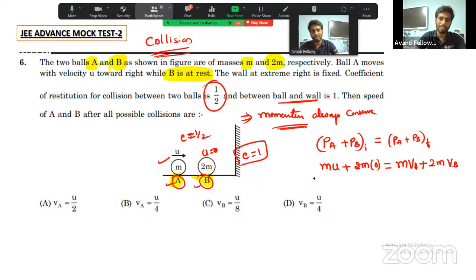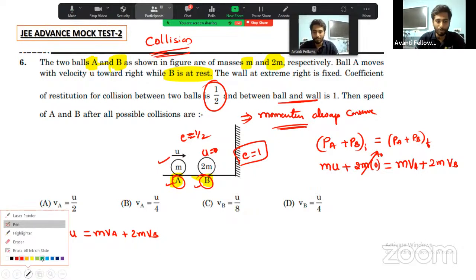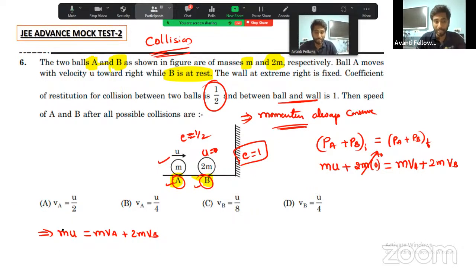Right? Now look at this one. I will write this equation here in the left corner. m into u is equal to m into VA plus 2m into VB, because this term will get cancelled here. Follow me, and meantime try to write it down from your end also. If I take m as a common constant on the right side, it will be cancelled. Hence you will get u is equal to VA plus 2VB. I will call this equation number 1.